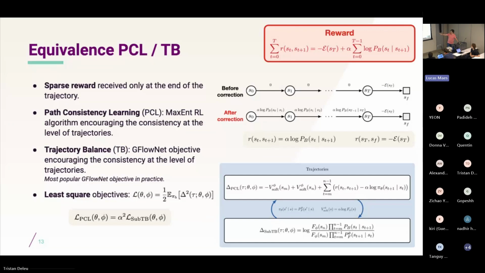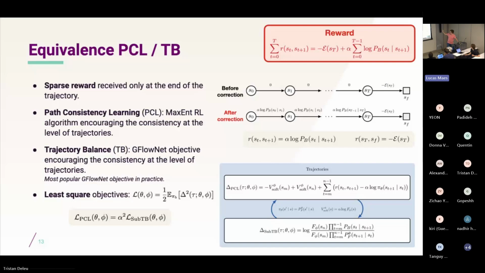So if you write down the objective for PCL and the objective for sub TB, they are going to be exactly equal up to this hyperparameter alpha, which is going to appear here. But really, both of them are going to be exactly proportional to one another. And there is a way to move from the MaxEntRL formulation to the GFlowNet one and back.